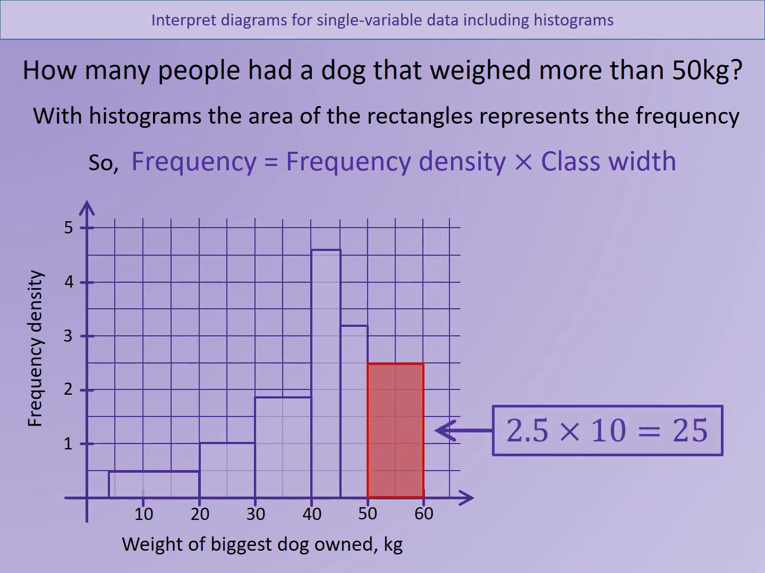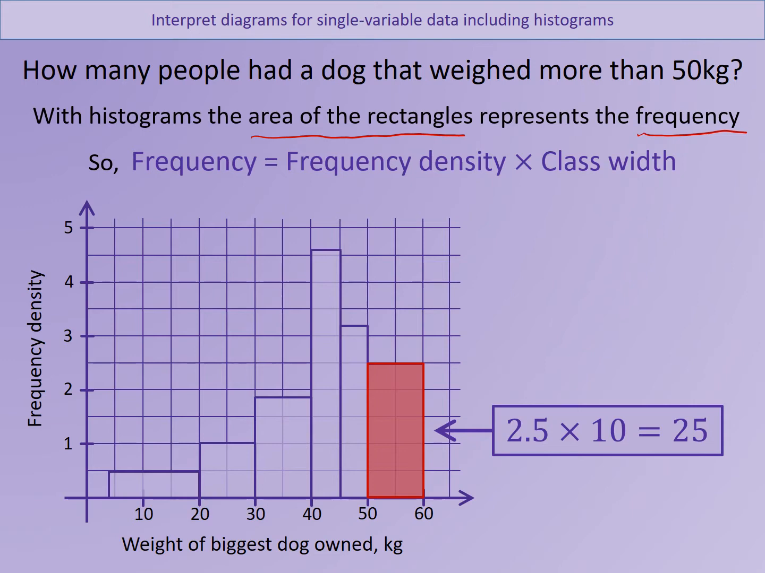So we're interested in this one. It goes up to 2.5, that's the frequency density, and it has a width of 10, so that's the difference between 50 and 60, and therefore the frequency of this bar is 25. So this is important when you're looking at histograms. The area of the rectangle represents the frequency.